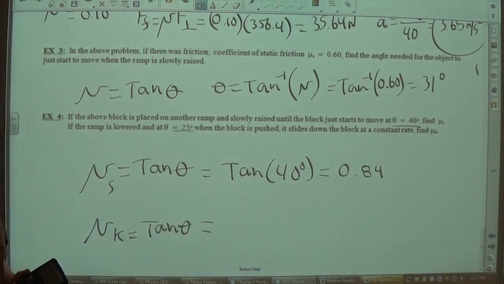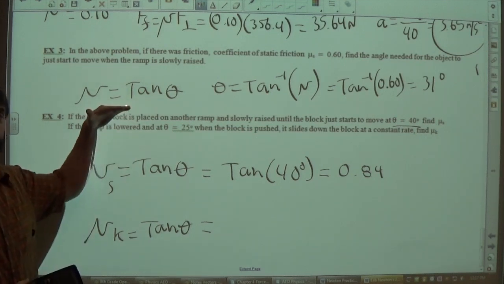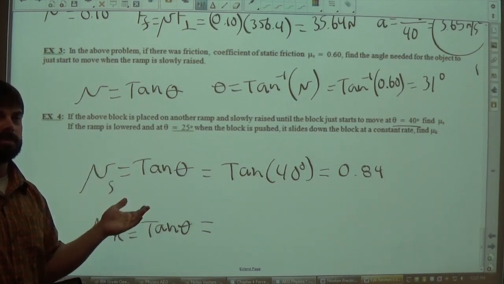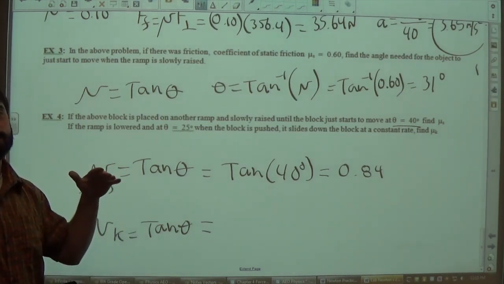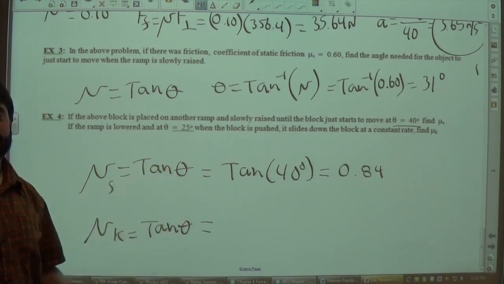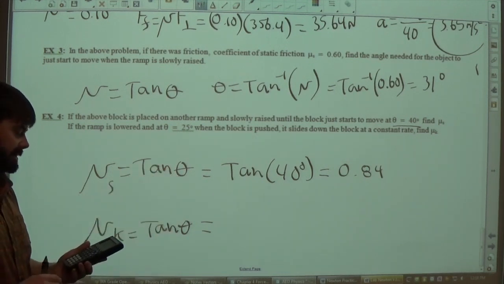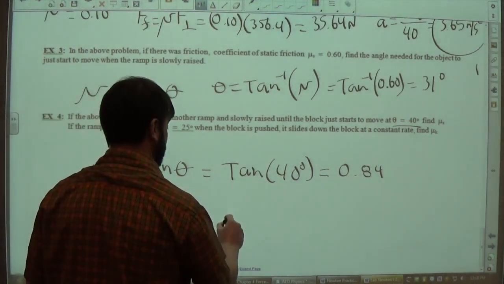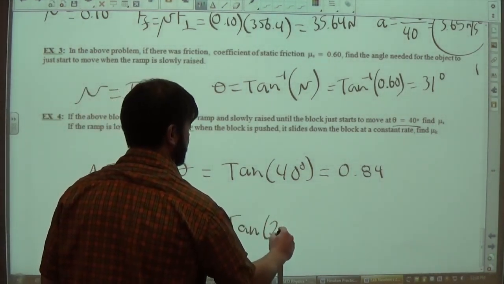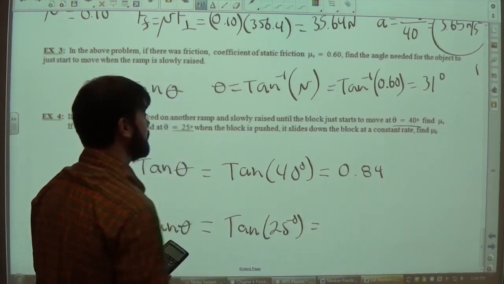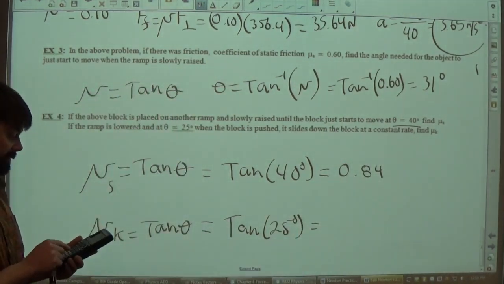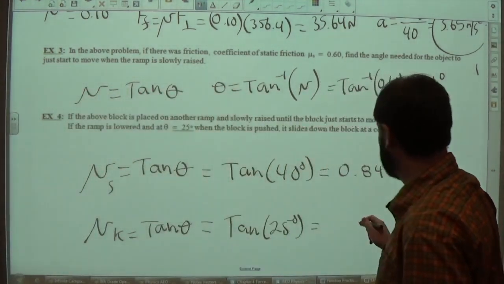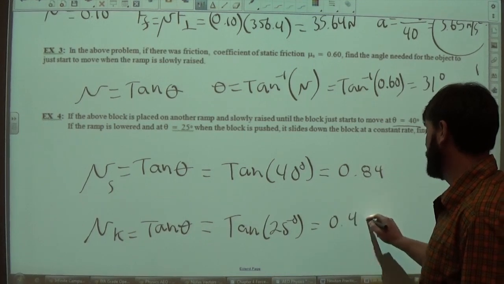Just notice that the criteria changed a little bit, because they do say that the ramp is lowered and you have to give it a little bit of a nudge. And that nudge is overcoming the static friction, but once it starts to move, maybe bouncing along those microscopic ridges, it continues to carry on in motion. So for this one, we're going to have the tangent of 25 degrees. And if I multiply that out, I get about 0.47 if I round it.